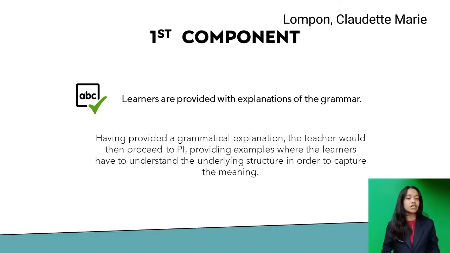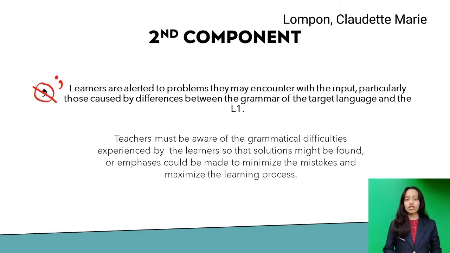Students recalled the least about the passage when instructed to simultaneously attend to the grammar and meaning when listening. Therefore, having provided grammatical explanation, teachers would then proceed to PI, providing examples where students must understand the underlying structure and grammar to capture the meaning. The second component is that learners are alerted to the problems they may encounter with the input. So, grammatical rules, subject-verb agreement, or rules related to tenses are some of the difficulties found in the process of learning other languages. So, teachers must be aware of those so as to minimize the mistakes and maximize the learning process.